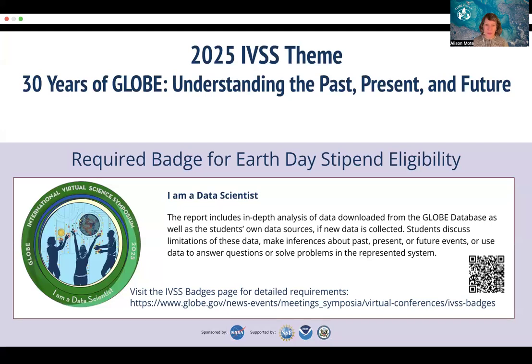So to earn this badge, students need to include an in-depth analysis of data downloaded from the Globe database, as well as their own data sources if new data has been collected. In their report, students should discuss the limitations of these data, make inferences about past, present, or future events, or use the data to answer questions or solve problems in the represented system. So we've got the detailed criteria for the data scientist badge listed in the IVSS badges page, which is the link shown here. So please check that out to learn more.